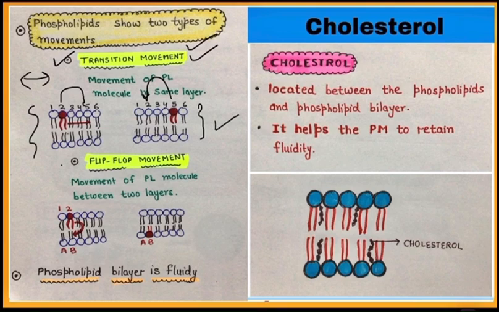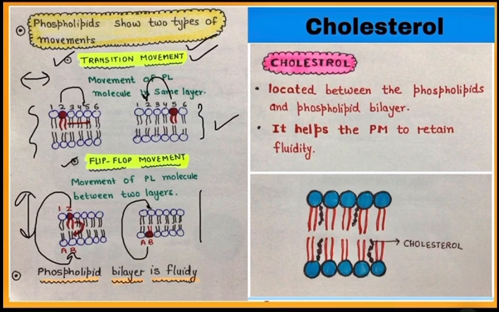Second movement is flip-flop movement, when a phospholipid moves between two layers. See the diagram. If the second phospholipid moves towards the B phospholipid and B moves towards the second phospholipid, this movement is called flip-flop movement. So, the phospholipid bilayer is actually fluidy.